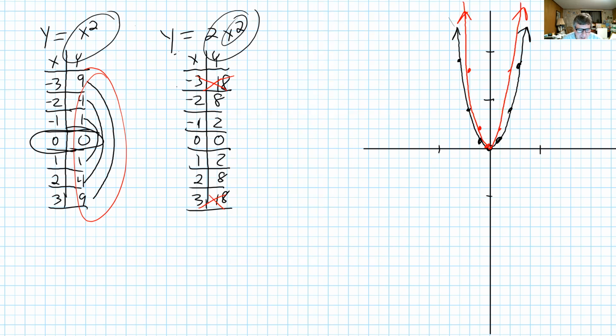All right, now let's take a look at y equals 1/2 x squared. Let's go back to black there. And let's make that table.